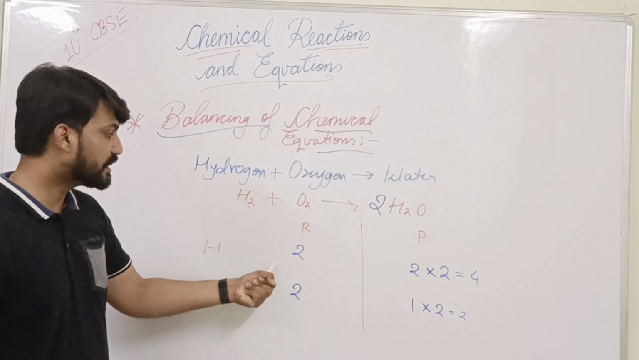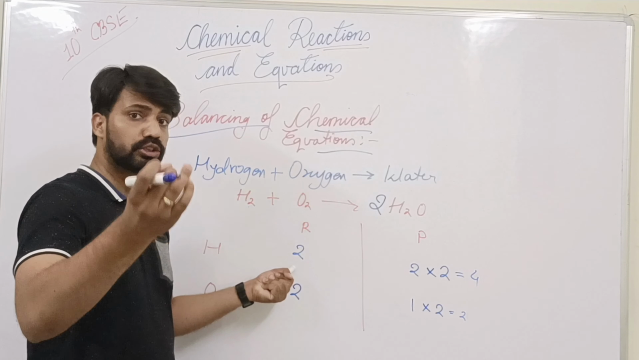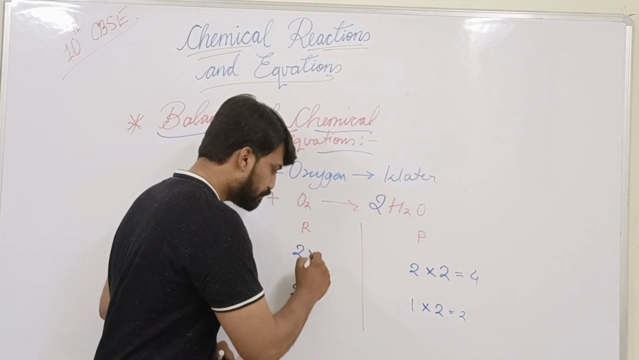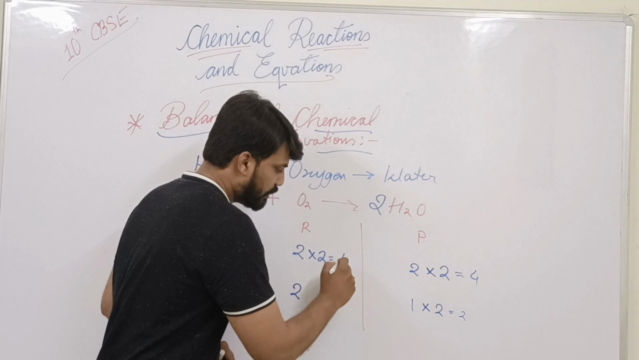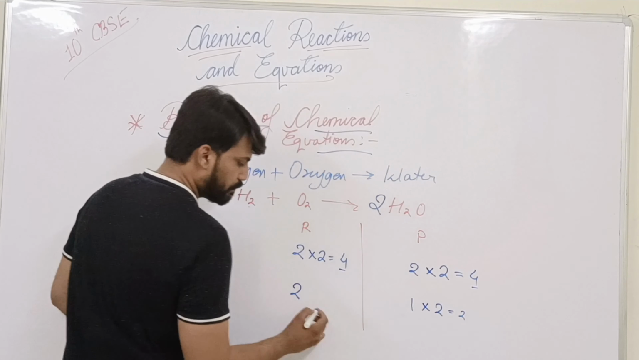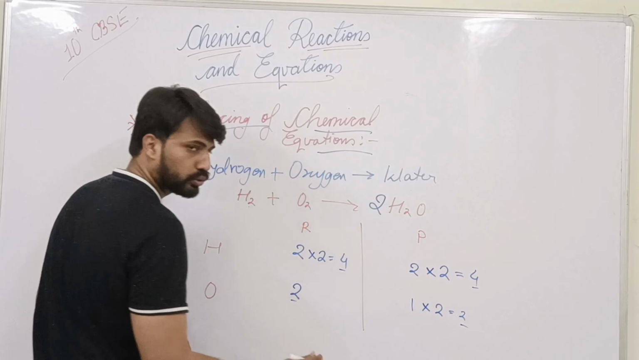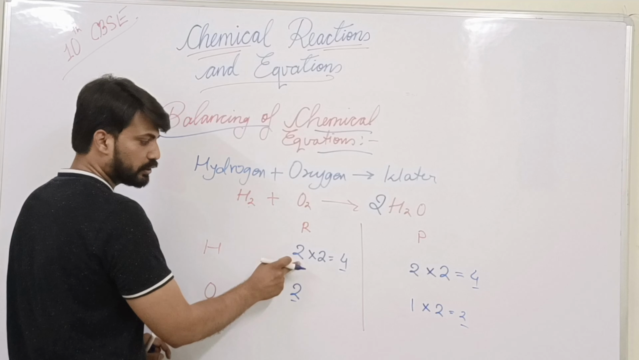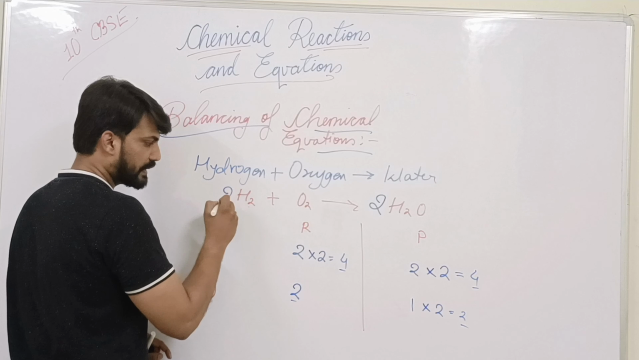So I need to make the number of atoms of hydrogen on the reactant side equal to 4 only. How can we do it? I can simply multiply by 2 again and it will turn to 4. Now here it is 4, here it is 4, here it is 2, here it is 2. So in this part they are balanced. This 2 was according to this, so multiply this by 2.